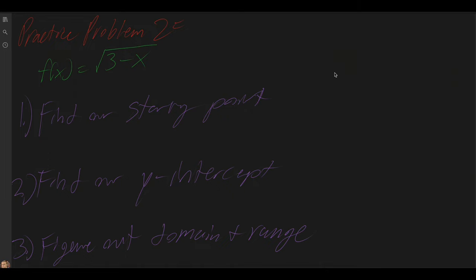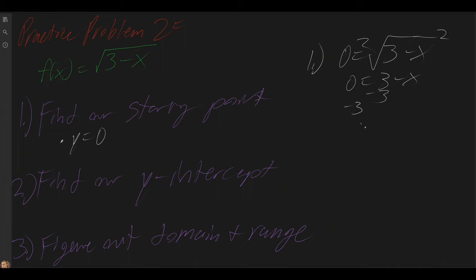So for us to be able to configure our starting point, for any square root function that we have, we're just going to have y be 0 at one point, and that means we just got to configure what x is. So let's just get this thing started. We'll have 0 is equal to the square root of 3 minus x. So then we square. And it looks like, oh, wait. 0 is equal to 3 minus x. It's 3 minus 3. And it looks like x is going to be 3.